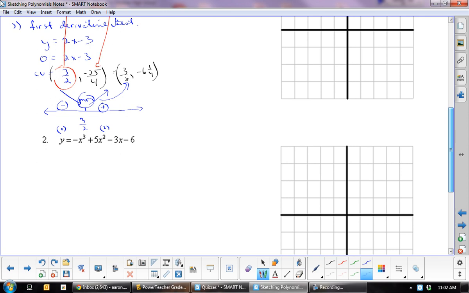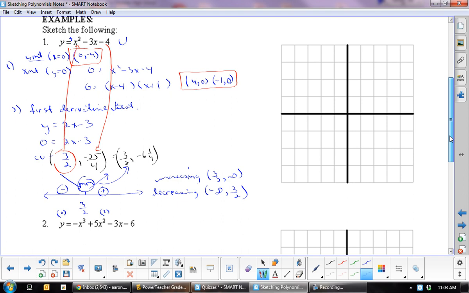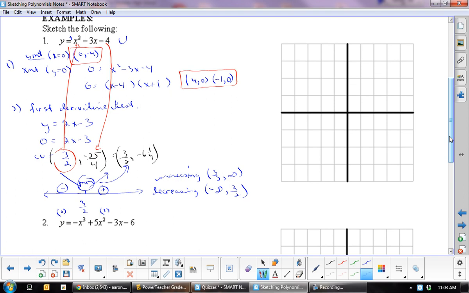So we are increasing from 3 over 2 to infinity, and we are decreasing from negative infinity to 3 over 2. Okay, now again, it's nice to learn these on easy graphs, because when you get to the other ones, you'll do the same exact thing, but you may not have that picture in your mind before you start. This one, hopefully you do.